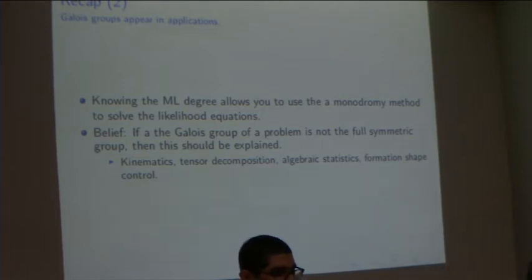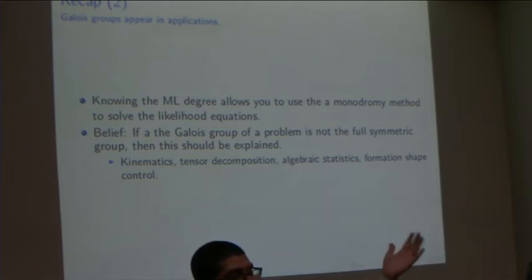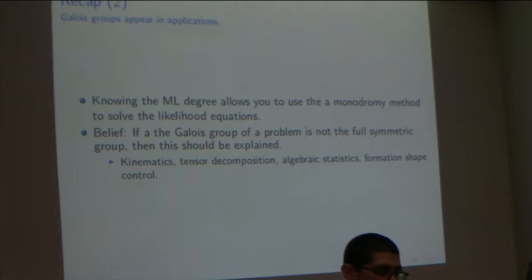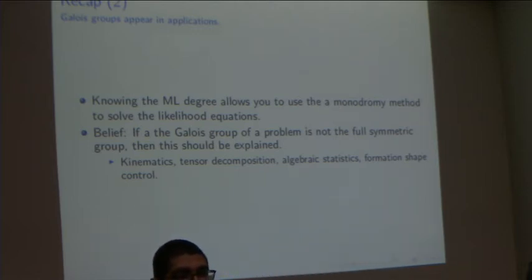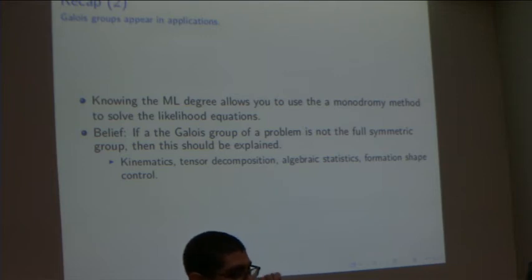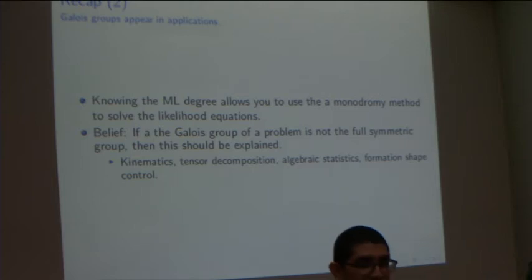Since I'm running out of time, I just want to say that Galois groups appear in applications. Knowing the ML degree allows you to use the monodromy method to solve the likelihood equations, and knowing the ML degree gives you some idea of how complicated the model can be. My belief is that if the Galois group of a problem, which again is the possible permutations that can occur, is not the full symmetric group, then this should be explained. Examples where this phenomenon occurs are kinematics, tensor decomposition, algebraic statistics, and formation shape control. I tried to explain some of these to you, such as the algebraic statistics problem.